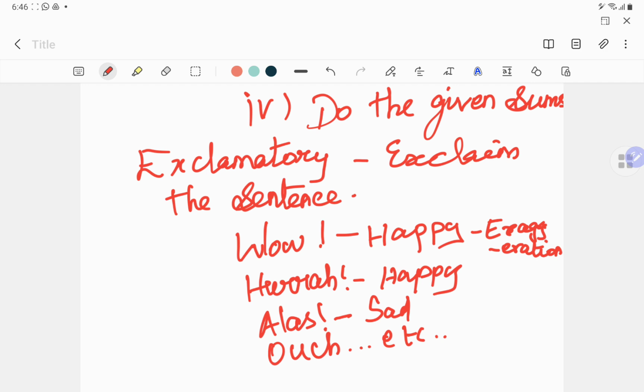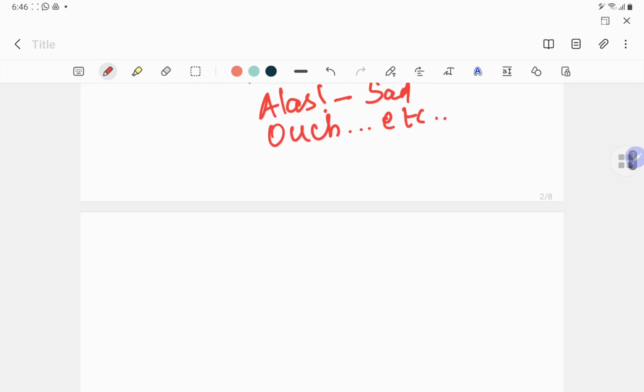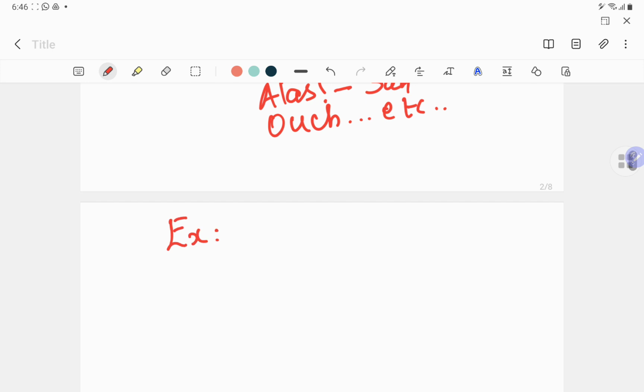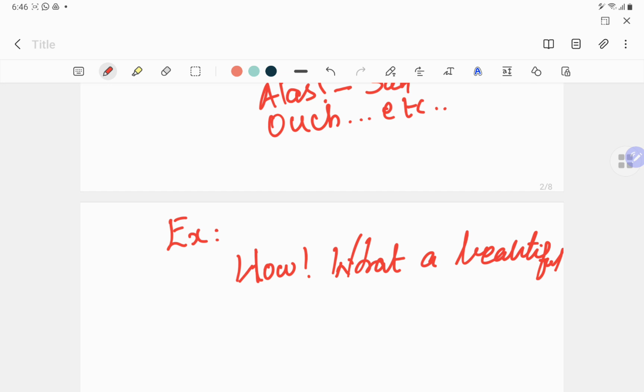So like that we have some exclamation words. If you come across these words, wow, alas, hooray, ouch, in any sentence, that is called what? Exclamatory sentence, okay. These are all examples. An example I'm going to write now. First one, wow, what a beautiful handwriting. What a beautiful handwriting.